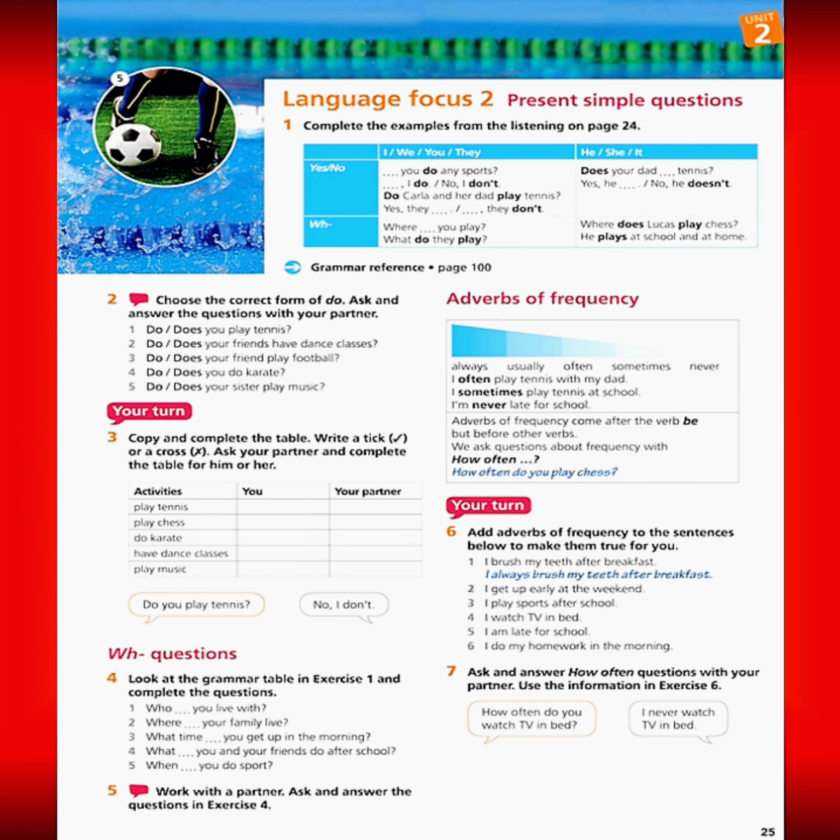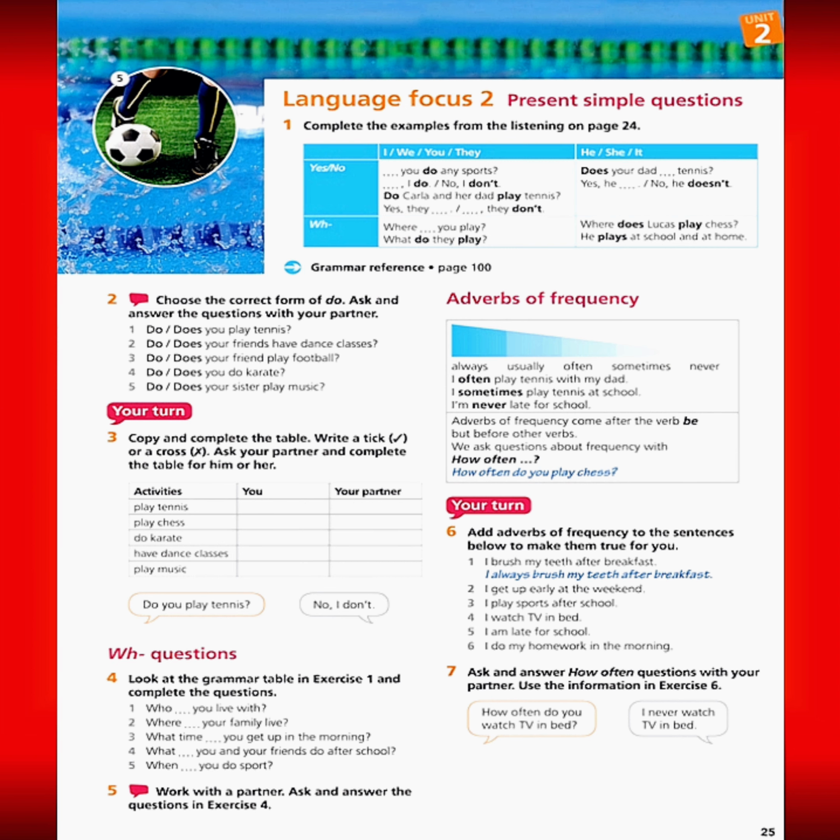Page 25. Language Focus 2. Present Simple Questions. Complete the examples from the listening on page 24. Pause, do this exercise, and then continue for your corrections. Exercise 2. Choose the correct form of do. Ask and answer the questions with your partner.